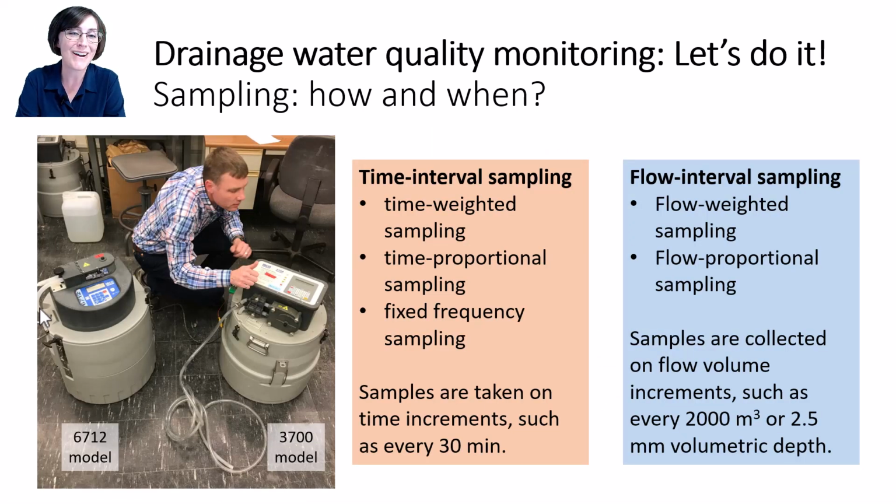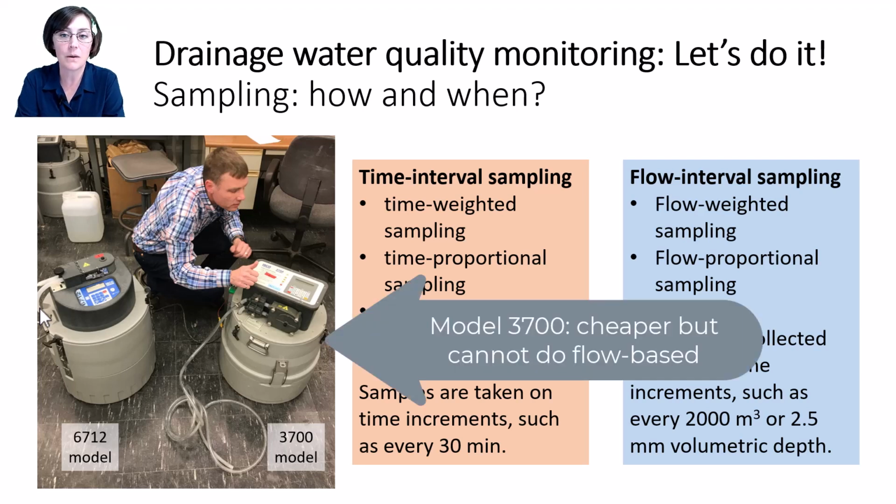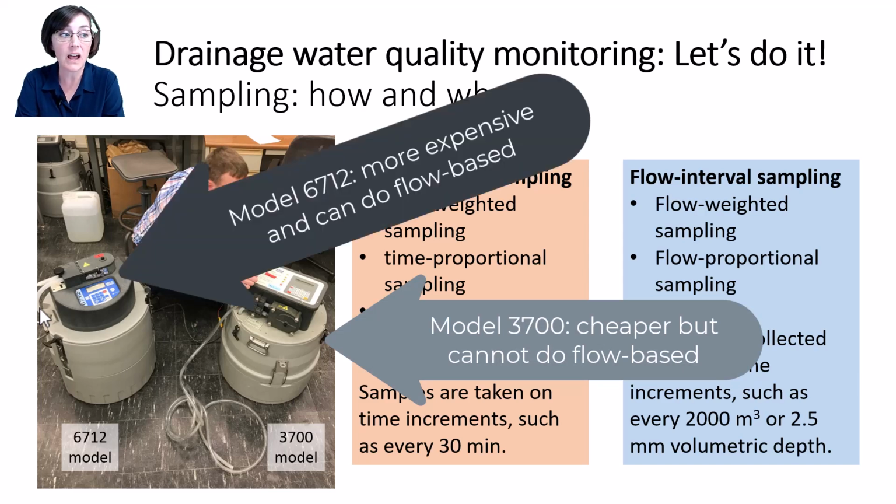My last note on time versus flow-based sampling, one nuance for my lab is that we often use Teledyne ISCO brand 3700 models, which are not able to communicate with a flow device, unlike the more expensive 6712 models.